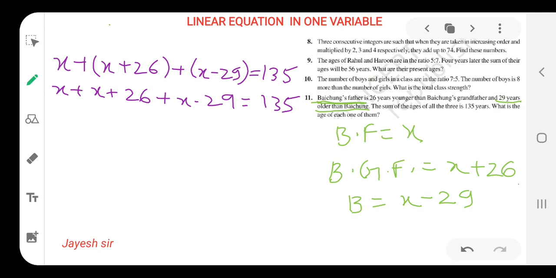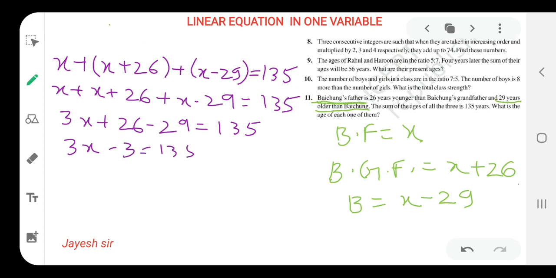Now we will add the terms having x: 1x plus 1x plus 2x, that means 2x, 2x plus 1x, 3x. I hope you all might be getting it, friends. Now 3x plus 26 minus 29. This should also be done very carefully, because I have 26 rupees in my pocket and I want to give 29. So first I will give 26, then the remaining would be 3. So 26 minus 29 would be minus 3, and 135 as it is.